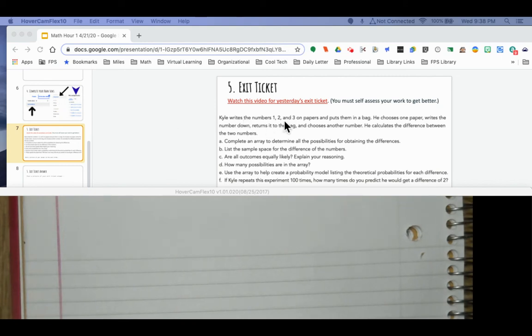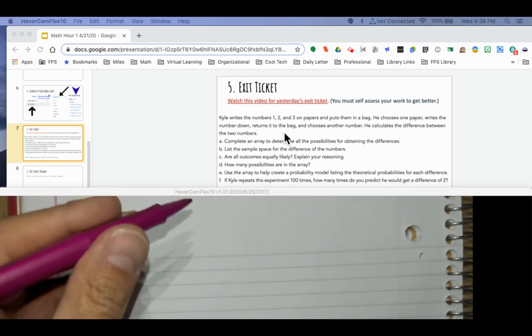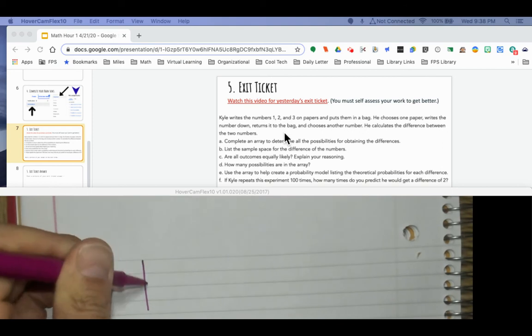Kyle writes the numbers 1, 2, and 3 on papers and puts them in a bag. He chooses one number, writes the number down, returns it to the bag, and then chooses another number. He calculates the difference between the two numbers. So, if I'm thinking about this, he'll have a first pick and a second pick.